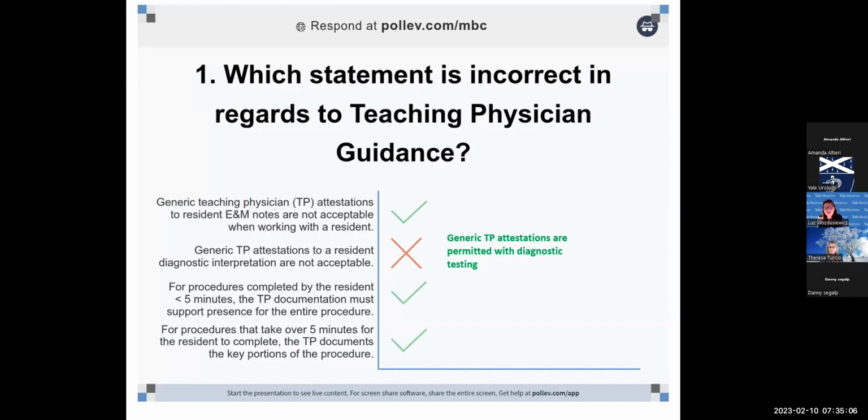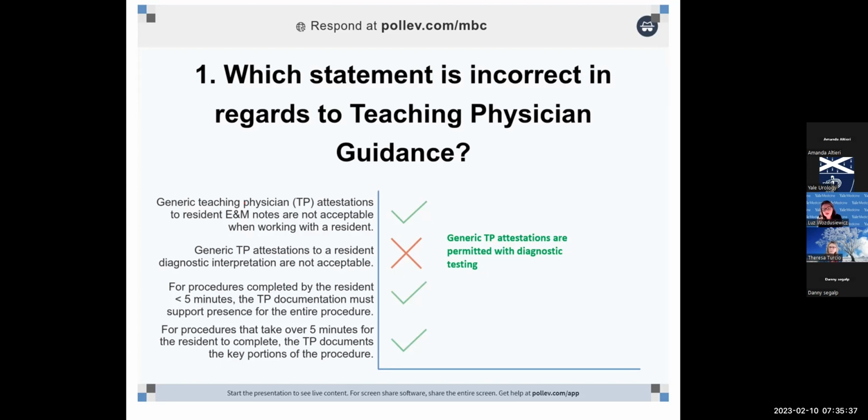For evaluation and management services, when working with a resident or a fellow, your documentation needs to support that you saw the patient, evaluated the patient, and participated in the plan. An attestation that reads, patient was seen and examined with the resident, the note was reviewed, and I am in full agreement, is considered a generic attestation. It lacks your personalized participation in the plan and is not acceptable.